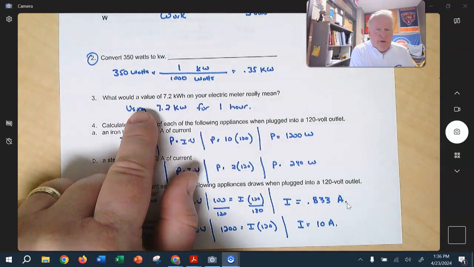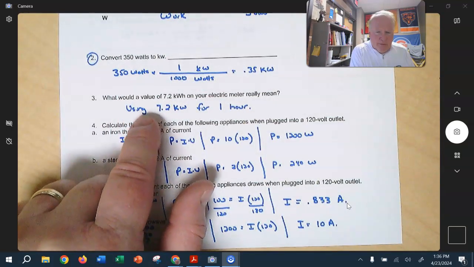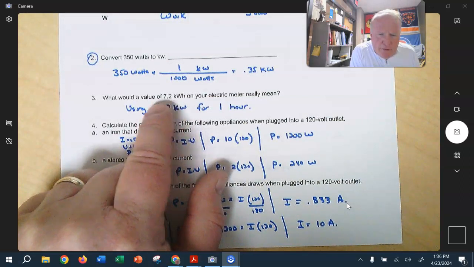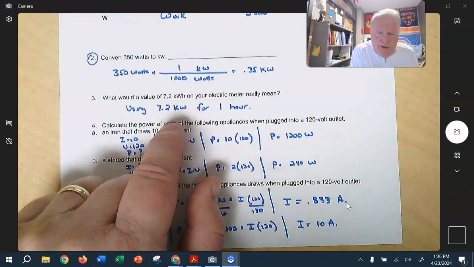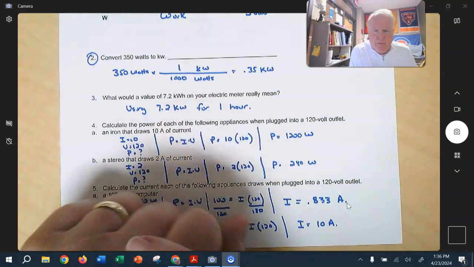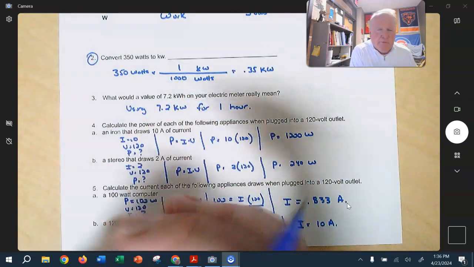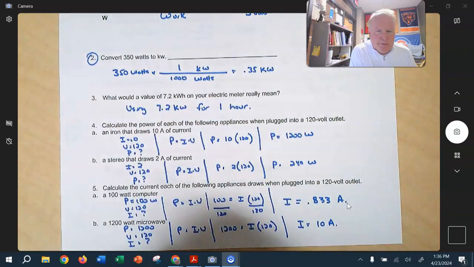All right, this question right here is a tough question because this is just one of many examples. What would a value of 7.2 kilowatts on your electric meter really mean? It means that we're using 7.2 kilowatts for 1 hour, but it could also mean we're using 3.6 kilowatts for 2 hours. So really a tough question, and I wouldn't worry about that.